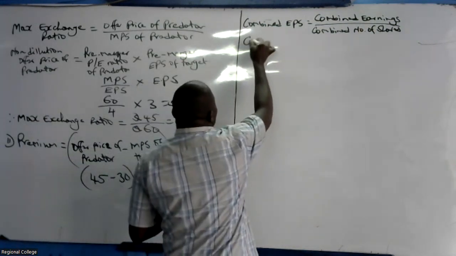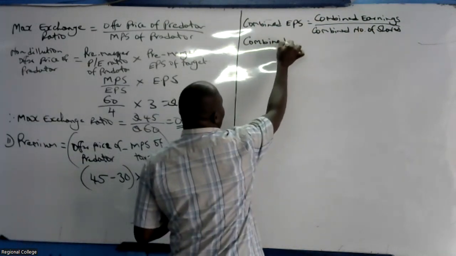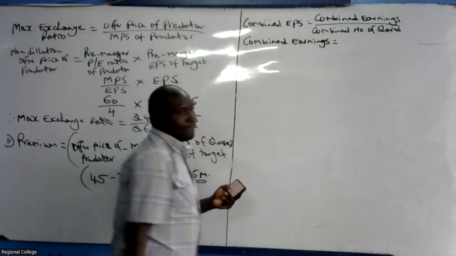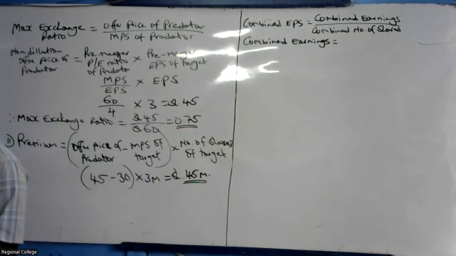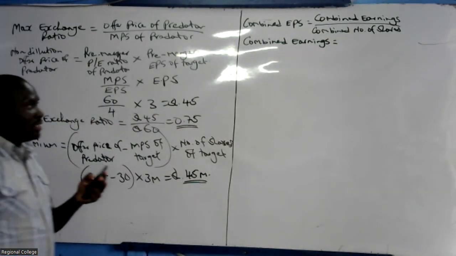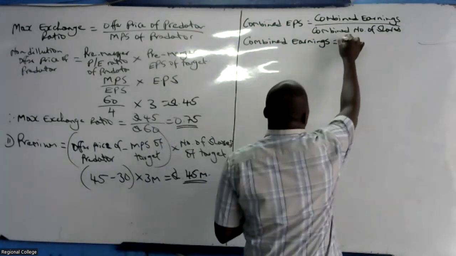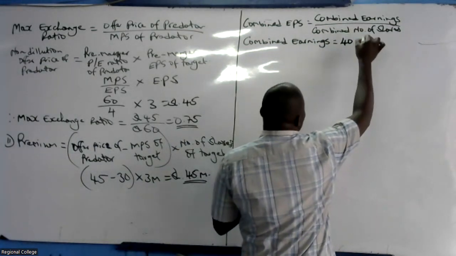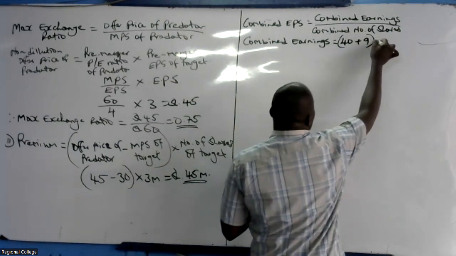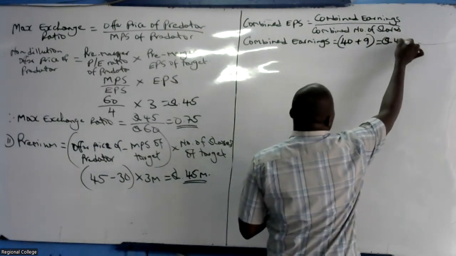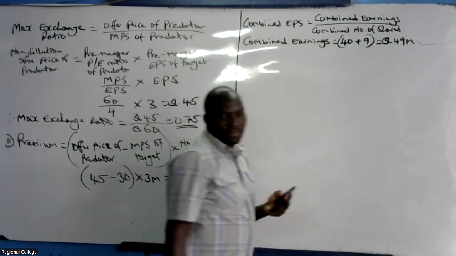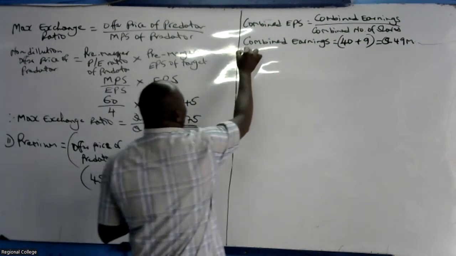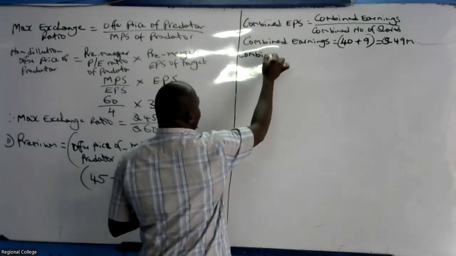So you can get our combined earnings, no problem. A Limited has earnings of how much? I think 40 million. And B Limited has earnings of how much? 9 million. So our combined earnings is 49 million. Then we need combined number of shares.